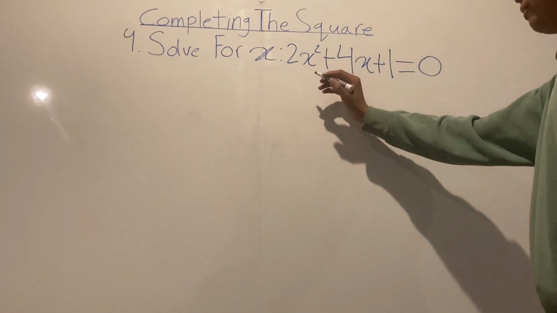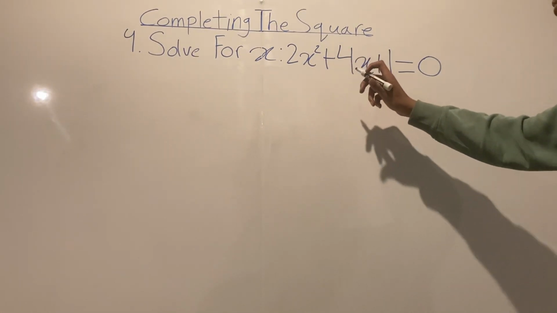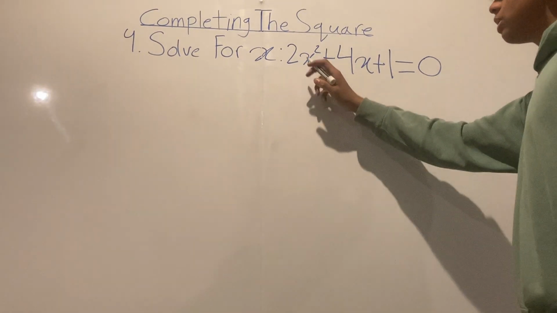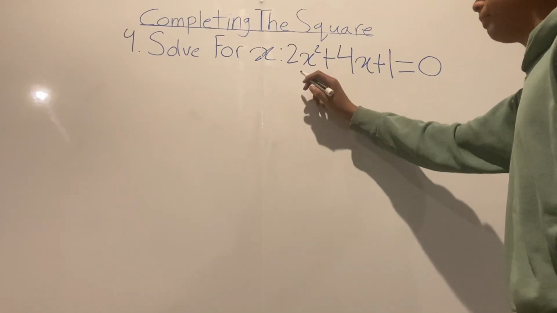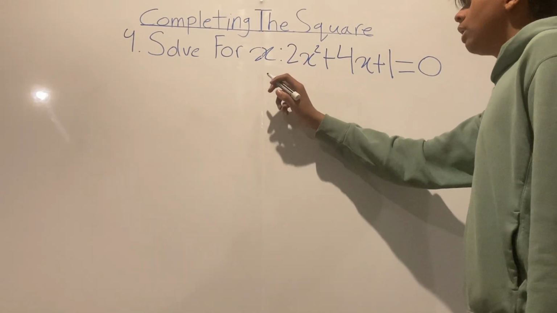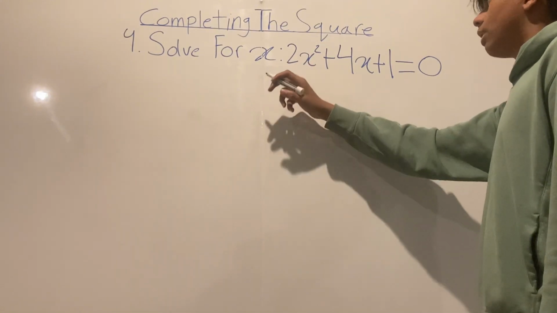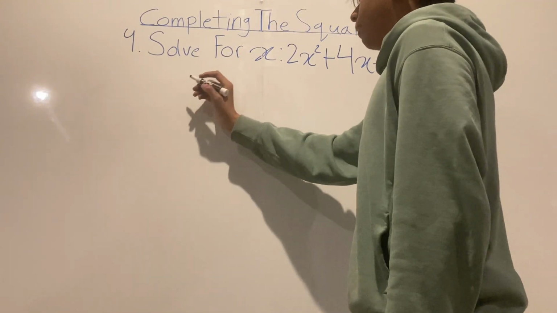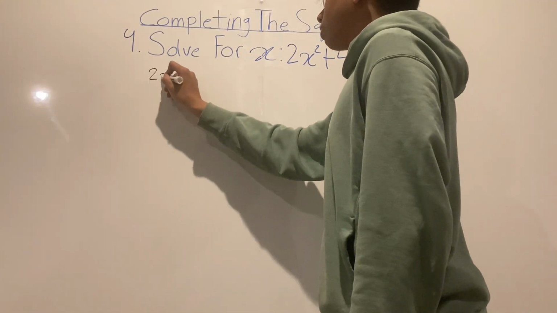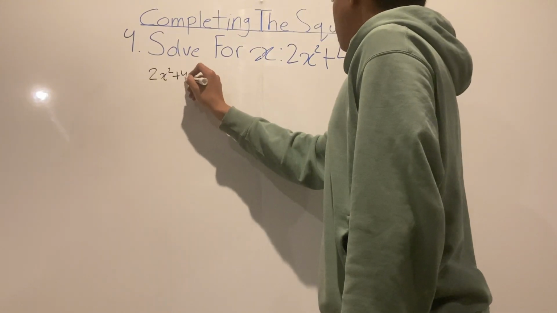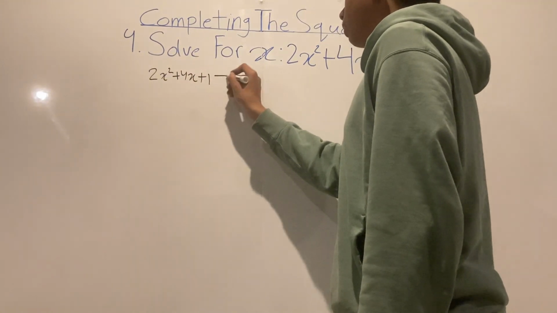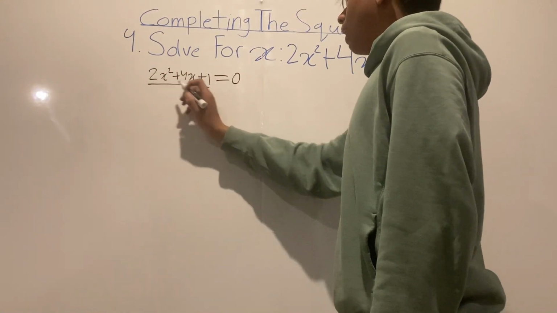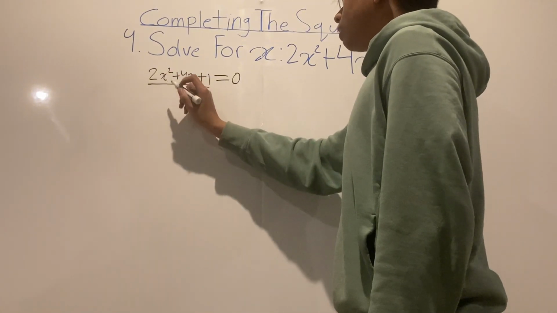Question 4, we have 2x squared plus 4x plus 1 equals 0. So this time, a is actually not 1 anymore. It's equal to 2. Since it's not equal to 1, we're going to have to manipulate it once again so that we have a equal to 1. So 2x squared plus 4x plus 1 equals 0. So to do that, we're going to divide the entire equation by our a value to get 1.